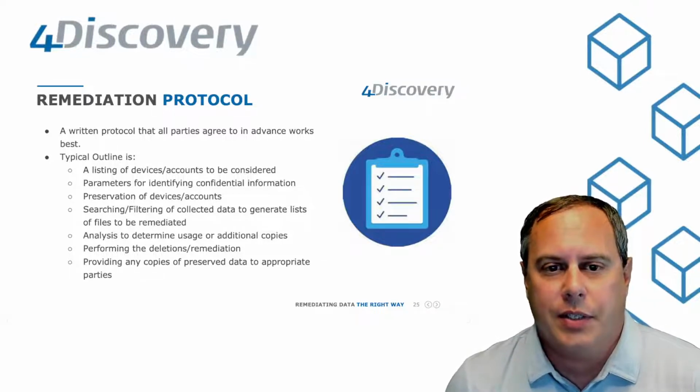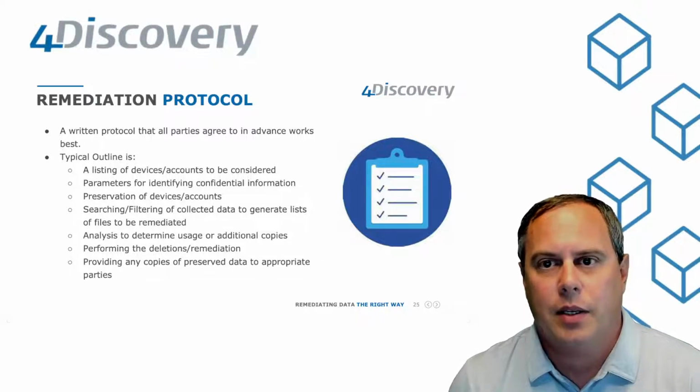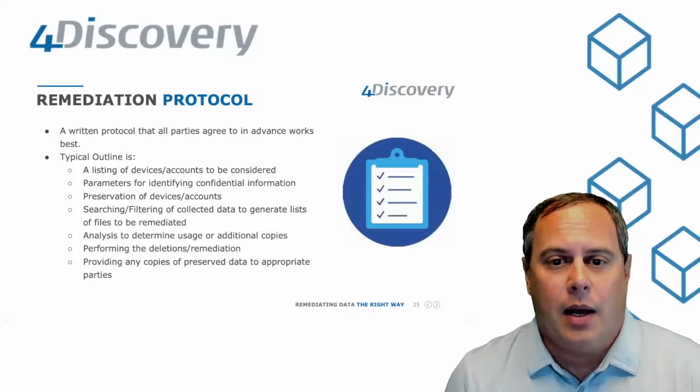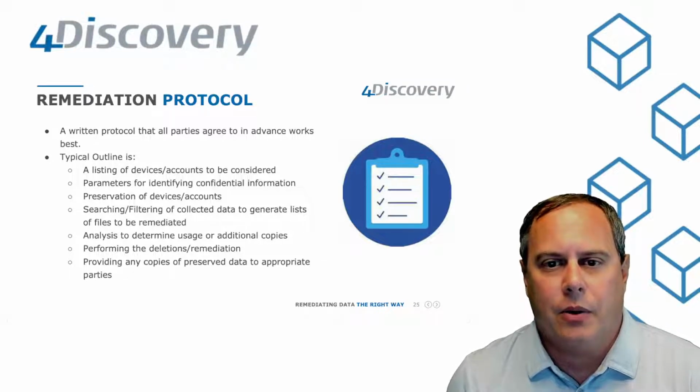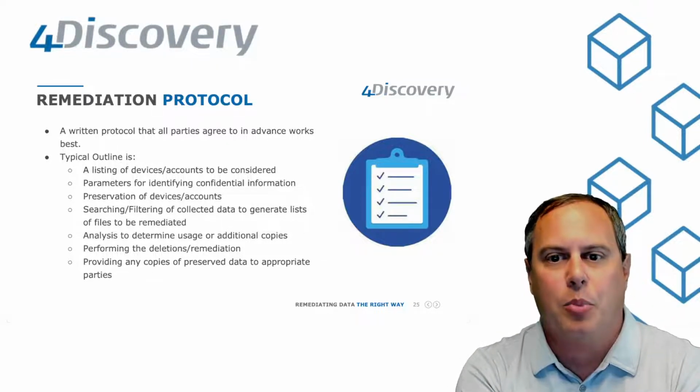Usually some sort of exhibit or some sort of parameters for identifying what's going to be considered confidential. It could be a list of file names, hash values, search terms that we're going to look for, dates and times. Anything that we're going to use to basically figure out how to find the needle in the haystack, the company information from all the other personal information that may exist.